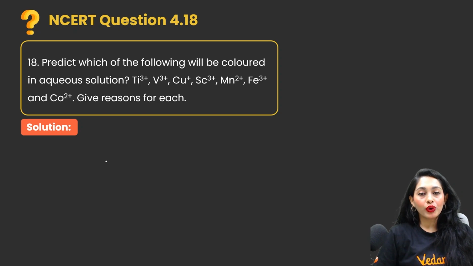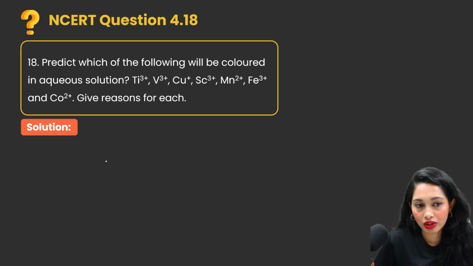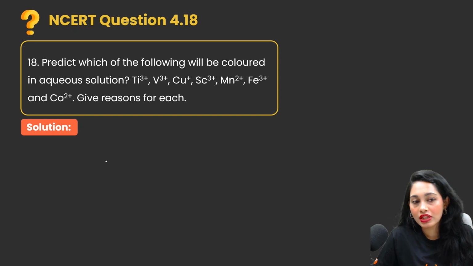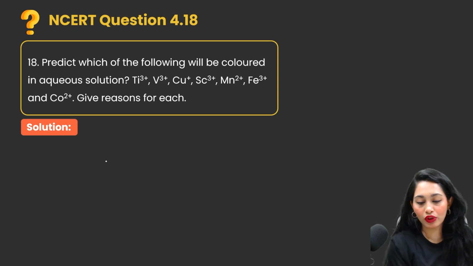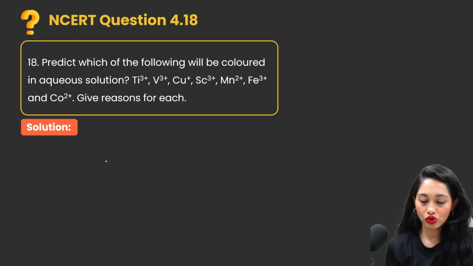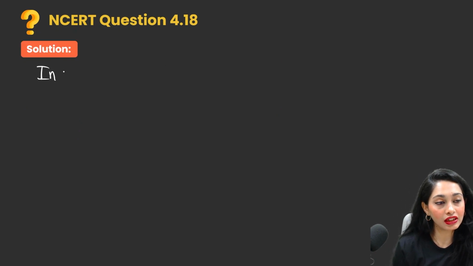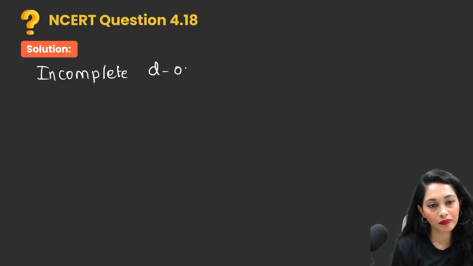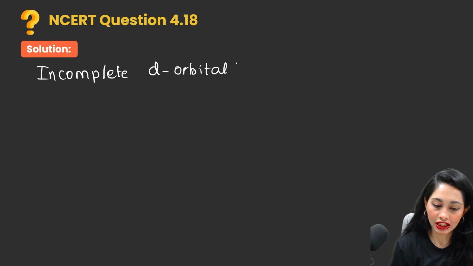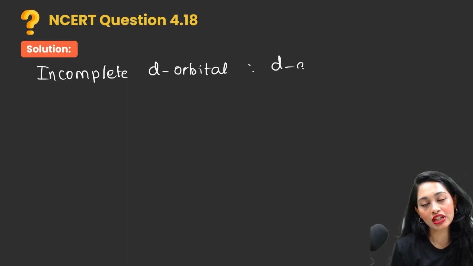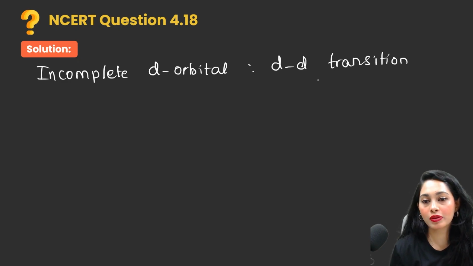Predict which of the following will be colored in aqueous solution. So we are given a couple of ions here. So we have to give reasons for each. First, let's see which ions are there. First of all, complexes are colored when there is an incomplete d orbital. When there is an incomplete d orbital, the d-d transition is possible. So the compounds are colored.